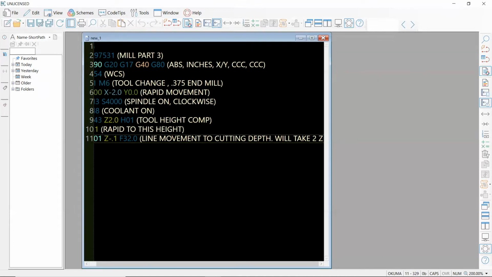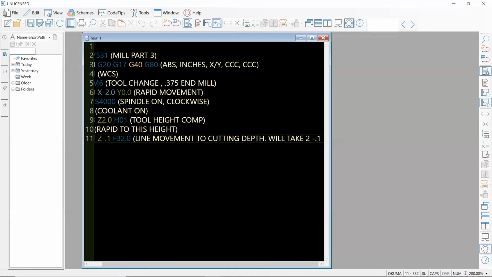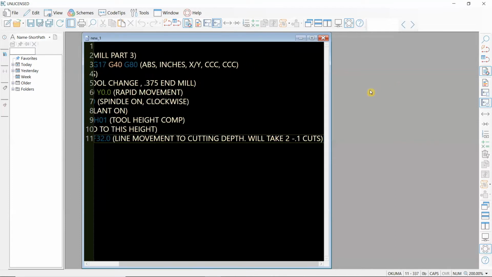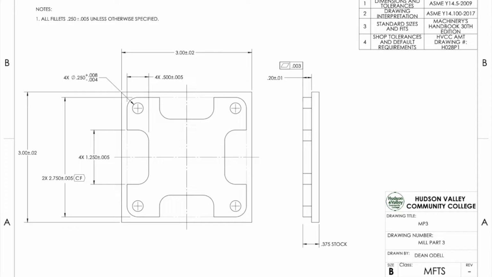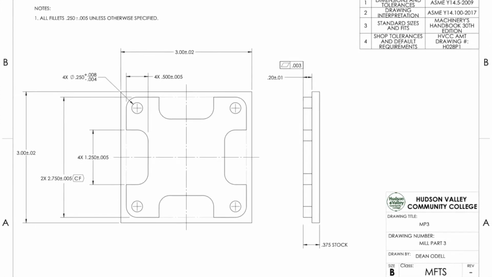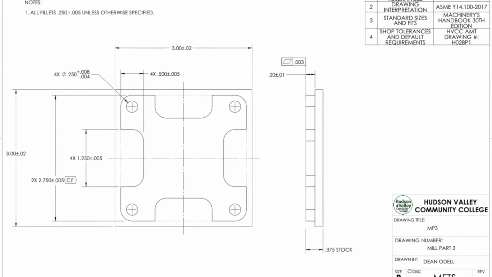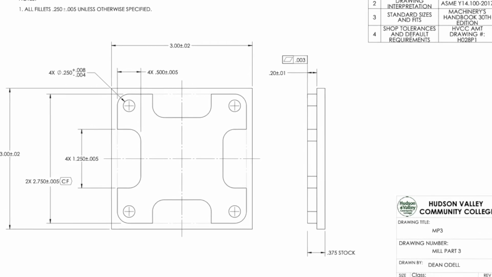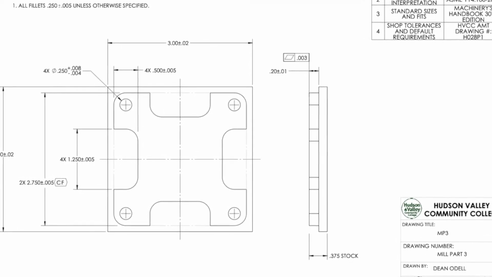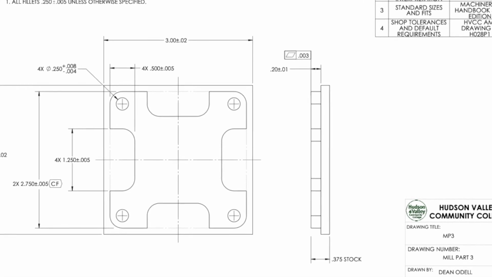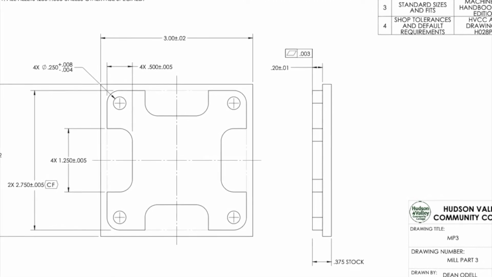Also take notice that I'm using a negative 0.1 as my cutting depth. If you take a look at the print, the feature that we'll be machining is 200 thousandths thick. So we will be taking 2 passes at 100 thousandths a rip. So first 100 thousandths and then another 100 thou to finish the workpiece.